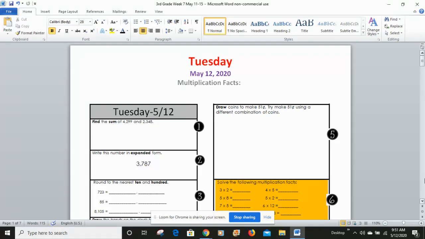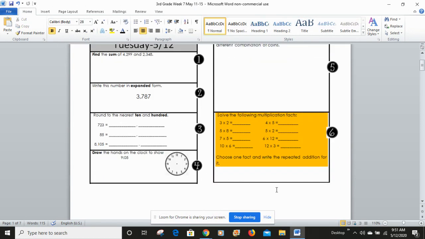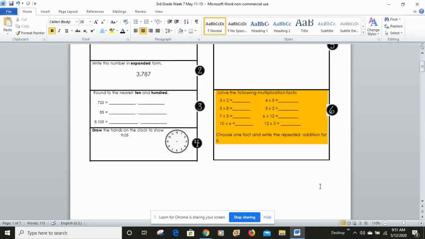It is Tuesday, May 12th, 2020, and today we're working from our matrix on multiplication facts. And you can see the highlighted section right here. It says solve the following multiplication facts. And just some basic facts, ones that you've been working on hopefully for quite a while now. And then also choose one fact and write the repeated addition for it. So we've got two things we're working on, some basic multiplication facts and some repeated addition.